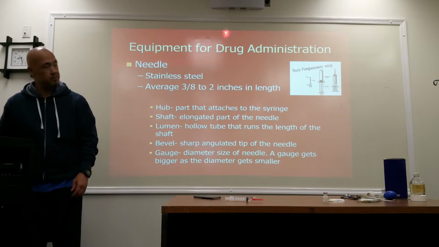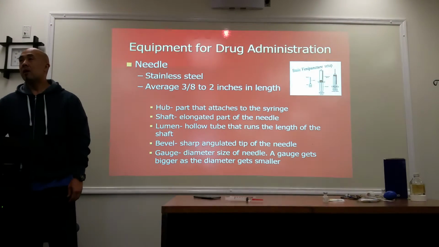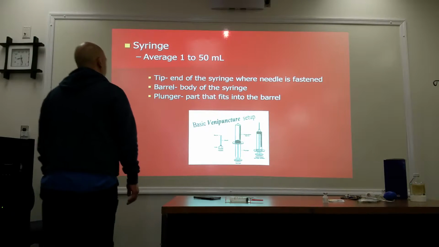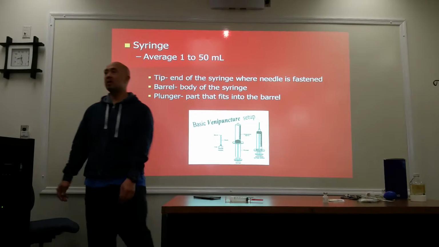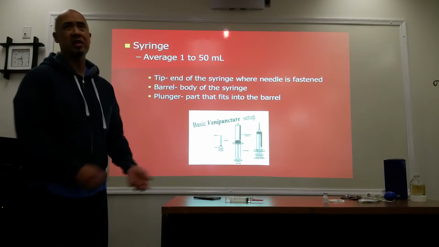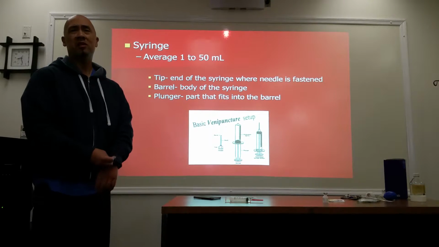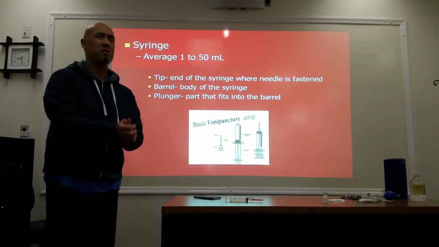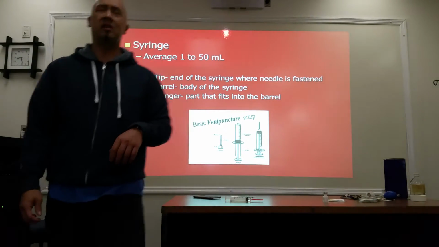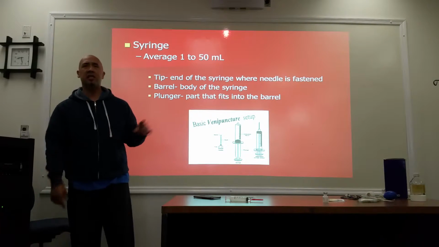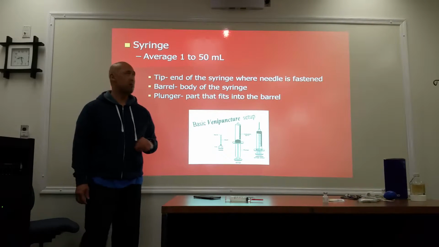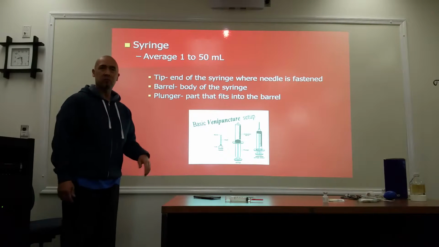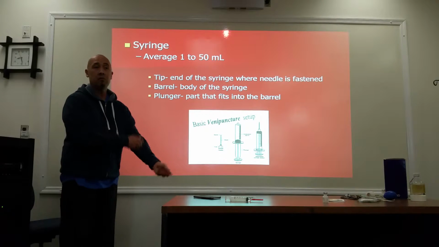Any questions so far? All right, next one here is the syringe. The syringe. Average size of the syringe is to accommodate 1 to 50 milliliters. Remember I said cc and ml are pretty close, very similar. But cc and ml are used synonymously, okay? So 1 ml is equal to 1 cc. 50 ml is equal to 50 cc.